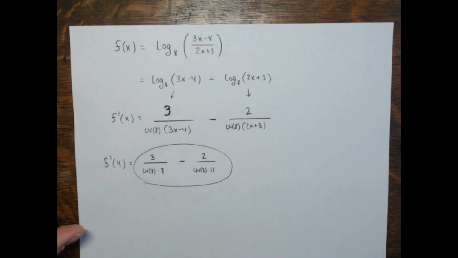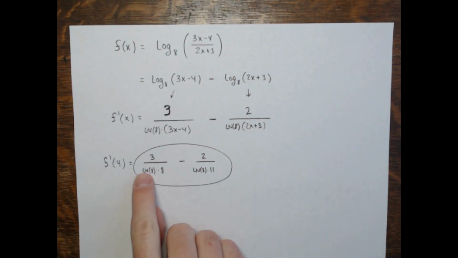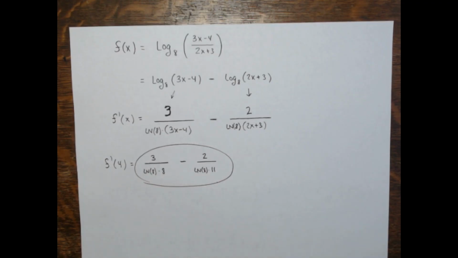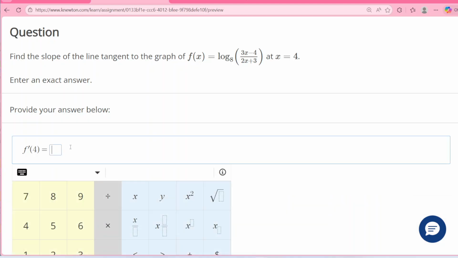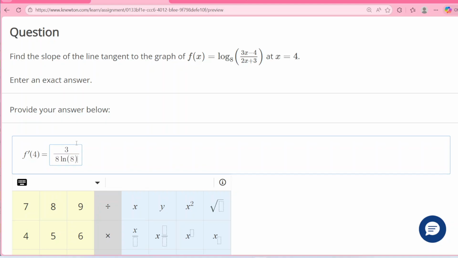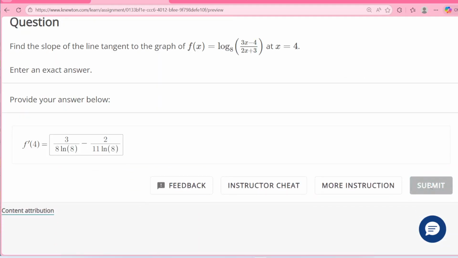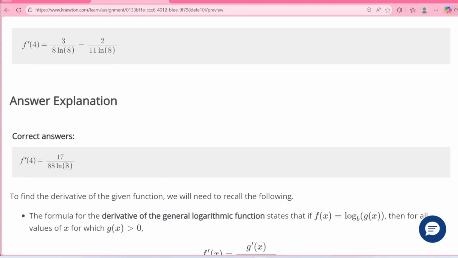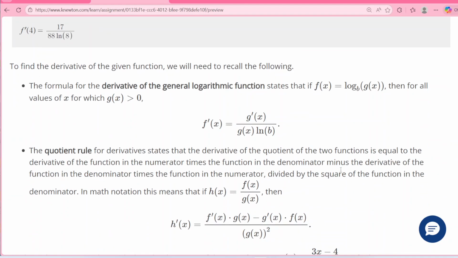And they say enter an exact answer, right? So enter it as is. I might put the 8 in front of the log and the 11 in front of the log in the denominator there, but this is it. Okay, so the derivative at 4 is 3 divided by 8 times the natural log of 8, then minus 2 divided by 11 times the natural log of 8. So again, whatever that value is, that will be the slope of our tangent line to the graph of this thing at x equals 4. They actually got a common denominator and put it all together, but again, you don't have to.